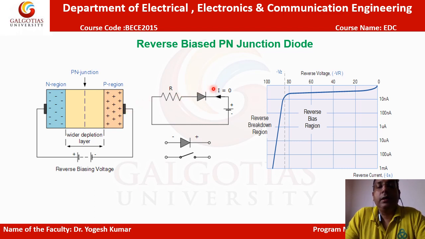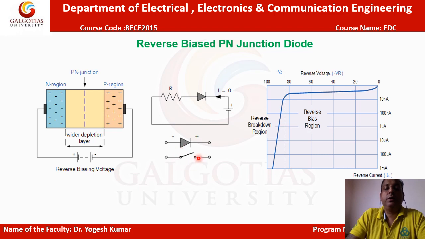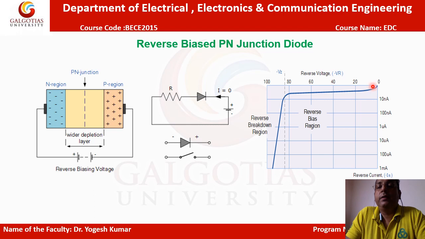But here you can see the circuit diagram. N is connected to the positive terminal of the battery and P is connected to the negative terminal of the battery. So in this fashion, it is acting as an open switch, which means we will not get any amount of current due to the majority charge carriers. There is a graph where we are applying the reverse voltage. Although we are applying a lot of voltage, we are not getting any amount of current. But a point is reached where we will get a large amount of current due to the breakdown.